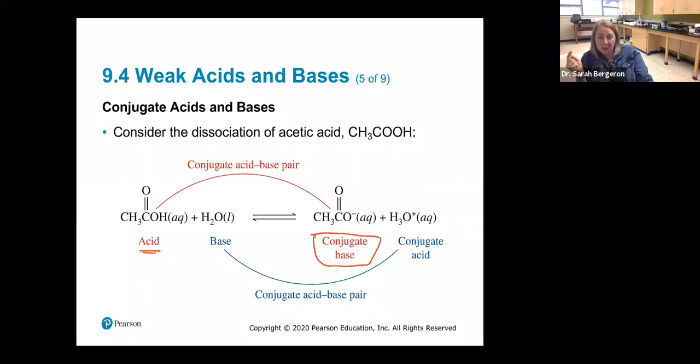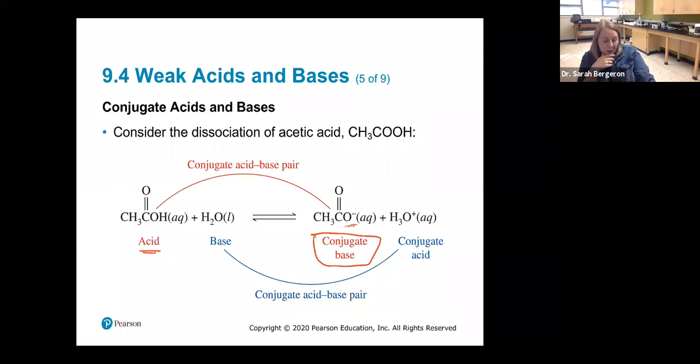Because remember, the reaction can go in the opposite direction. And so if we go in the opposite direction, we're going to go from being negative to gaining that proton and becoming neutral. So that would be acting as a base. But we always look at the forward direction and say the things that are in the reactants in the forward direction are either acids or bases. And the things that are in the products are the conjugate acid and the conjugate base. So it's basically like the before and after.